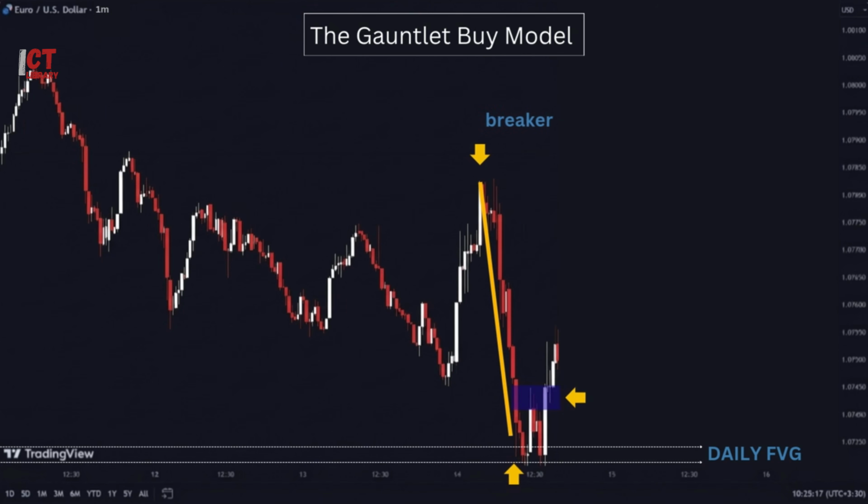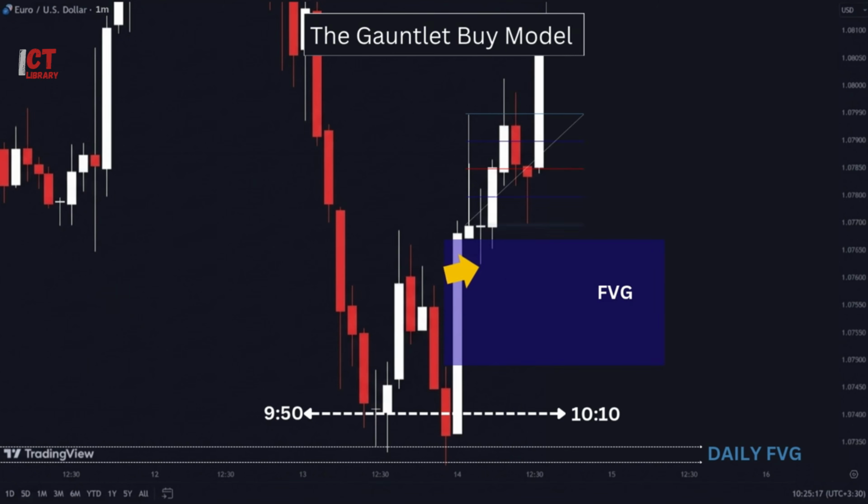Market drips down into the daily bullish fair value gap. Remember that area on the daily chart we started with. Then it rips higher. We have a shift in market structure here. Silver bullet institutional order entry drill. Then we have this wick in here. We have the gauntlet. We have the turtle soup low to low.